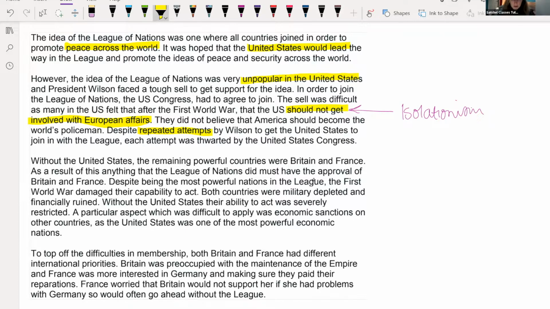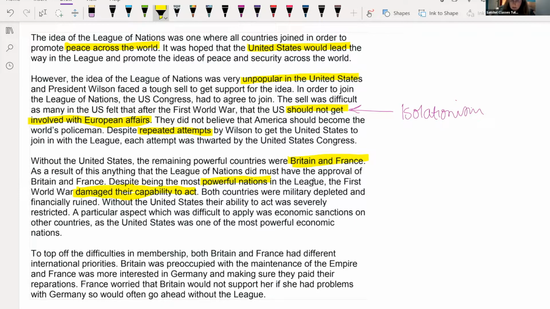So without the United States, the remaining powerful countries were Britain and France. And as a result of this, anything that the League of Nations did must have the approval of Britain and France. So they were the most powerful nations in the League, but the First World War had damaged their capability, right? Remember, they didn't have this idea, they didn't want to run it.